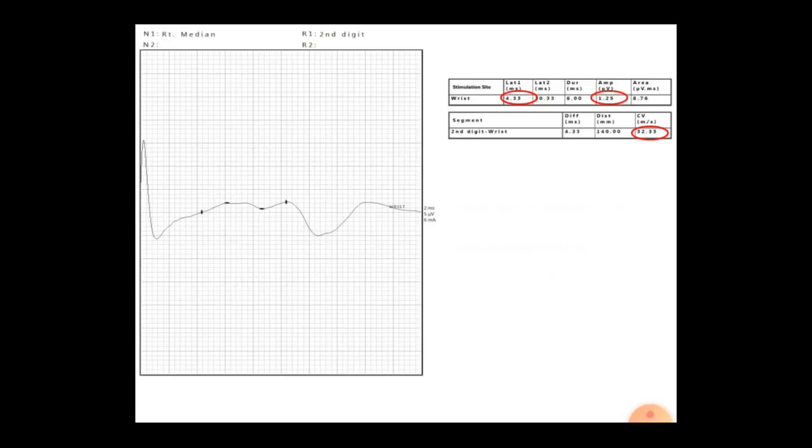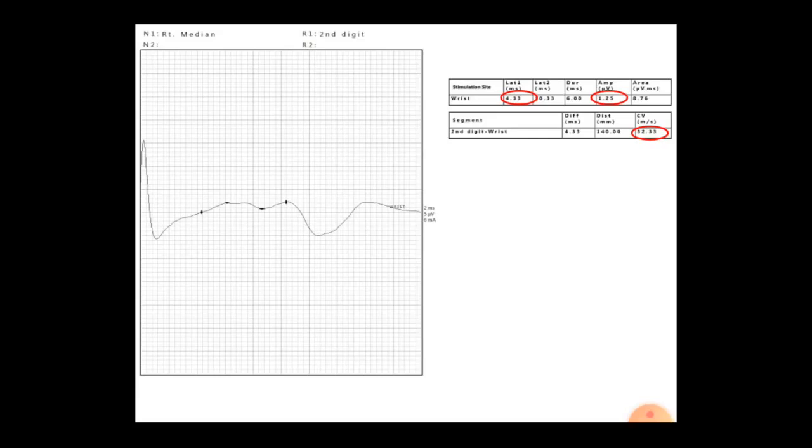Another criterion: we have to go for a sensory nerve conduction study also. So here it is the right median sensory nerve, that is recorded from the second digit, that is nothing but the index finger, where there is supply of the median nerve. Here the latency is prolonged, you can see the amplitude is also reduced and the velocity is also reduced. Why? Here the stimulation is 3 centimeter proximal to the wrist and recording is distal to the wrist, from the first digit.